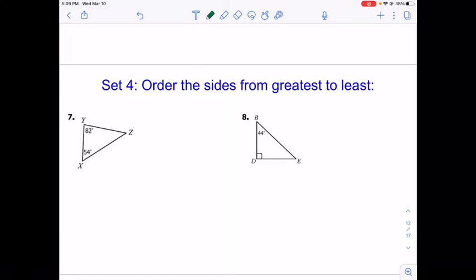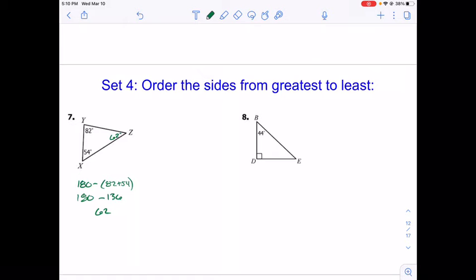Okay, so these are ordering from the sides from greatest to least. So once again, we need to find this last side here. So we're going to do 180 minus the sum of 82 plus 54. So 82 plus 54 is going to give us 136. And now we're going to subtract that number from 180, which is going to give us 62. So this is 62 degrees, which is our middle.